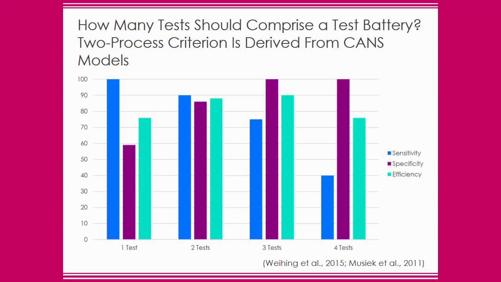And if you use 1 test that is particularly sensitive to CAPD, you will get 100% sensitivity, but you're going to have a lot of over referrals. You're not going to have very good specificity. You're going to overdiagnose individuals who don't have the disorder. So the best compromise seems to be 2 tests.